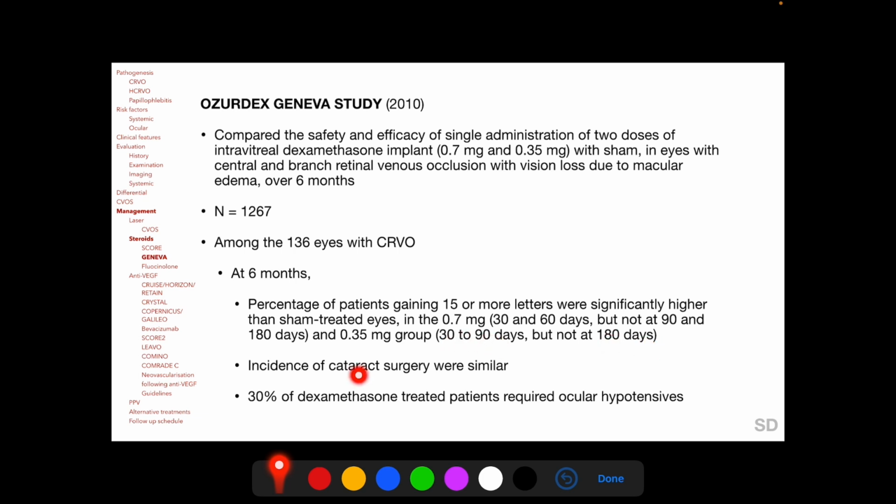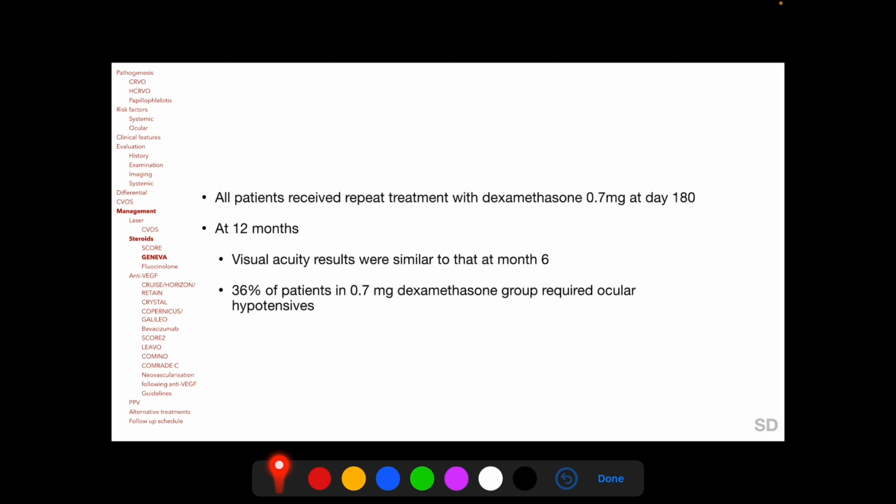The incidence of cataract surgery was similar with the 2 doses of dexamethasone, and 30% of dexamethasone-treated patients required ocular hypotensives. The study was extended and all patients received repeat treatment with dexamethasone 0.7 mg at day 180 following the first injection, and at 12 months the visual acuity results were found to be similar to that at month 6, and 36% of patients in the 0.7 mg dexamethasone group required ocular hypotensives.